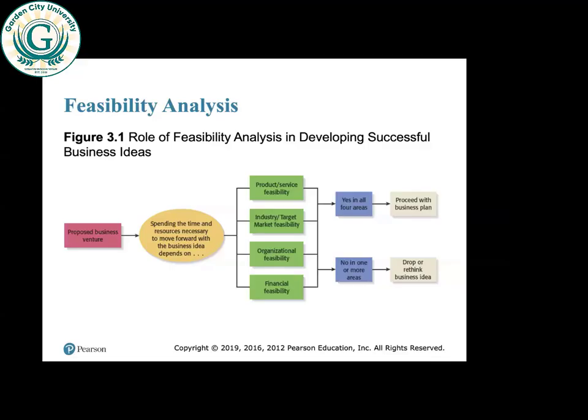Then we go to the financial feasibility. The first question of financial feasibility is, what is the startup cost for this business?